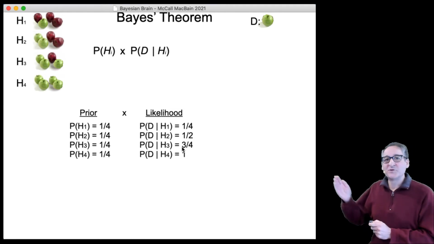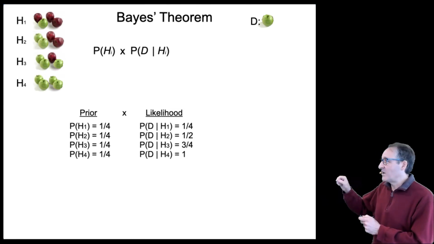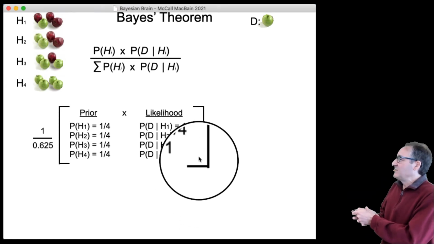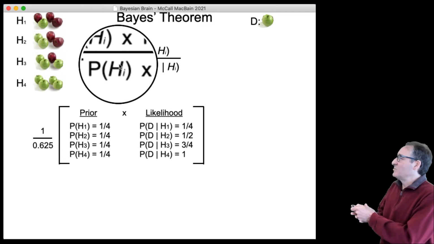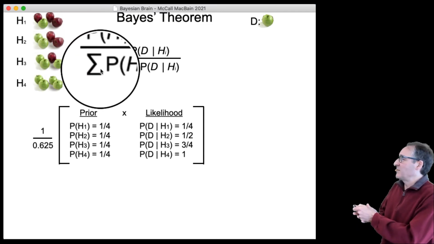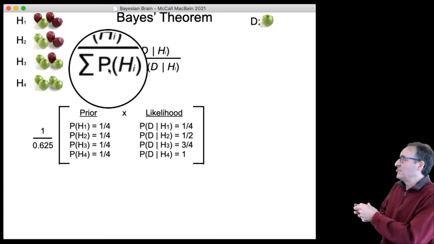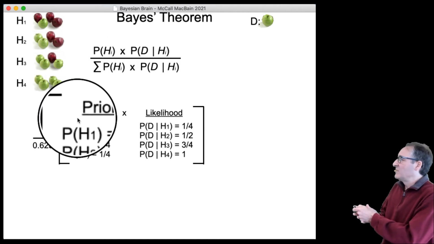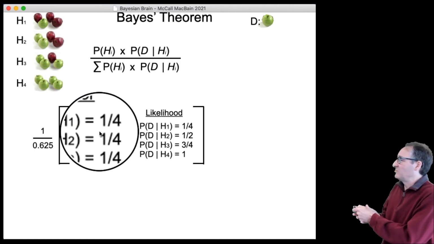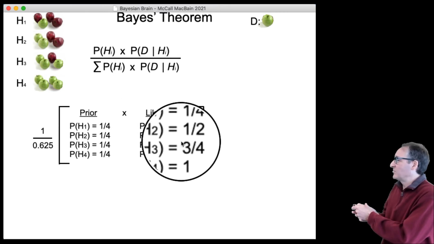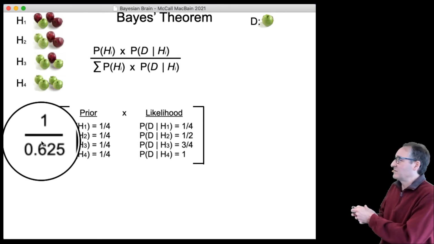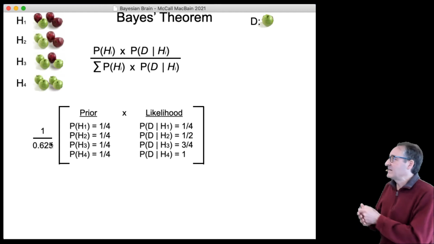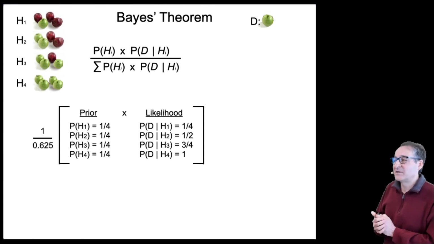And then what we do is we multiply each hypothesis's prior by its likelihood. And then we divide each of those products by the sum of all of them. So this denominator looks kind of complicated, but that big sigma just means sum of the prior for hypothesis i times the likelihood for hypothesis i, summed over all of them. So for example, if you multiply 1/4 times 1/4, add 1/4 times 1/2, 1/4 times 3/4, and then add 1/4 times 1, it works out to that number, 0.625. So we divide each of those products by 0.625. And that gives us the posterior probability for that hypothesis.